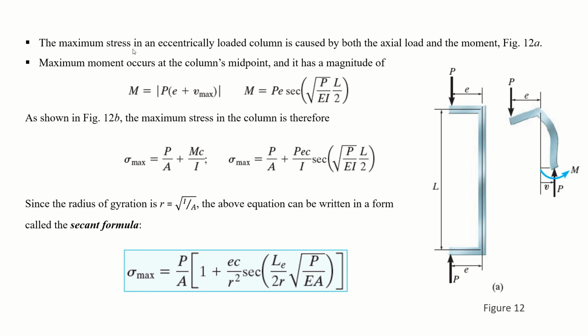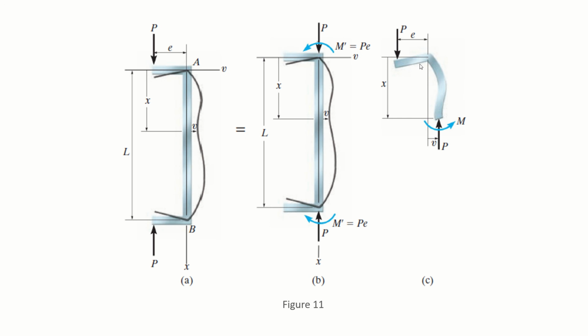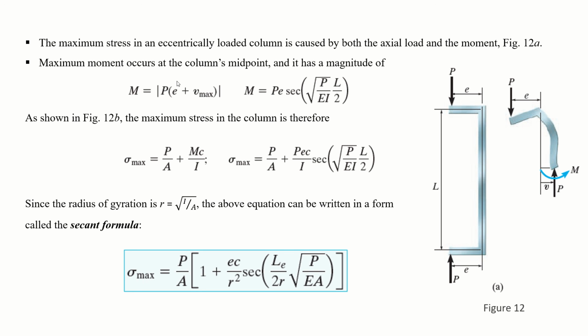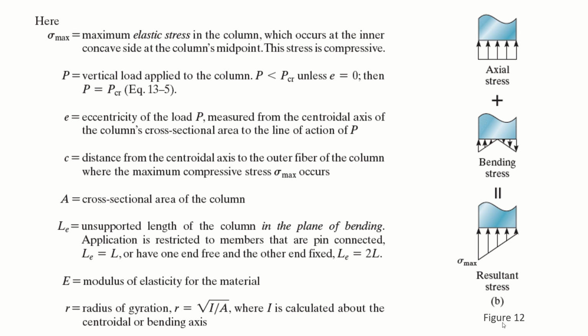So the maximum stress in an eccentrically loaded column is caused by both the axial load and the moment. This is your axial load and this is your moment. Maximum moment occurs at the column's midpoint, and it has a magnitude of M equal to P times (e plus rho maximum), as I told you. And M is equal to, this is the derived form, Pe times secant of the square root of P by EI times L by 2, because L by 2 is the middle of the column, as shown in figure 12b.